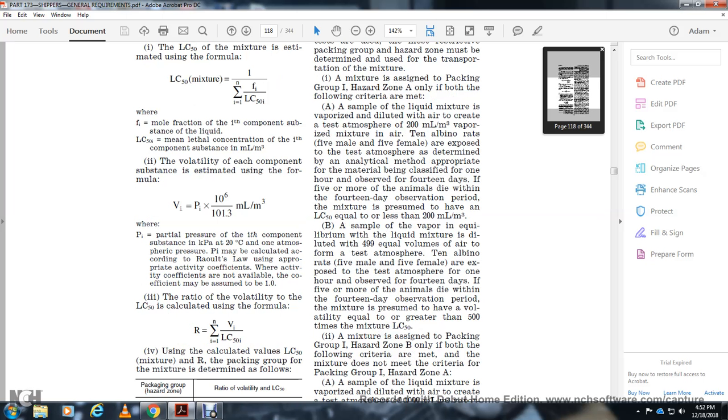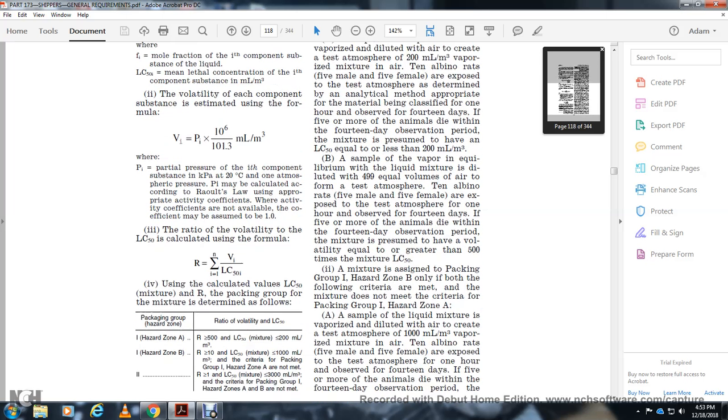A sample of the vapor in equilibrium with the liquid is diluted with 499 equal volumes of air to form the test atmosphere. 10 albino rats, 5 male and 5 female, are exposed to the test atmosphere for 1 hour and observed for 14 days. If 5 or more of the animals die within 14 days of the observation, the mixture is presumed to be volatile, equal to or greater than 500 times the mixture's LC50.